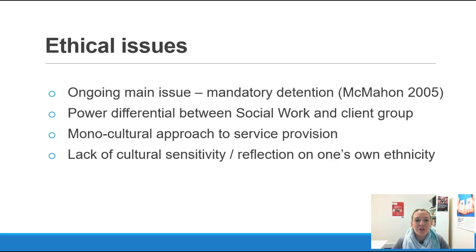The power differential between social work and the client group. Inherently, as a worker within the field, you hold a certain power. And that power may be exacerbated when you're working with a client who is from a non-English speaking background or a group that is perhaps not the dominant group in society. So being really aware of that and the ethical issues that pertain to it as well.